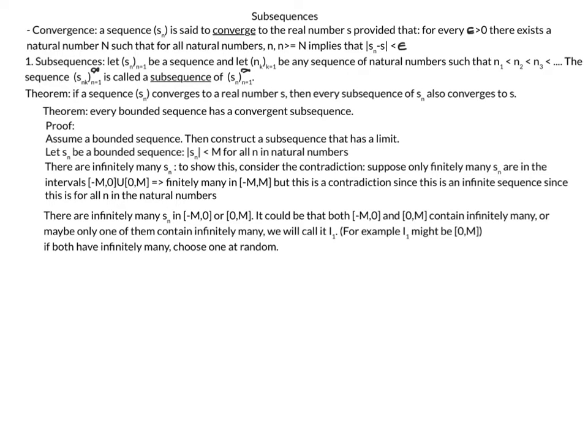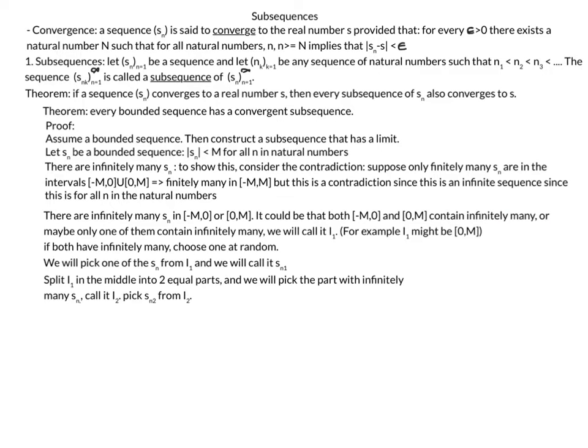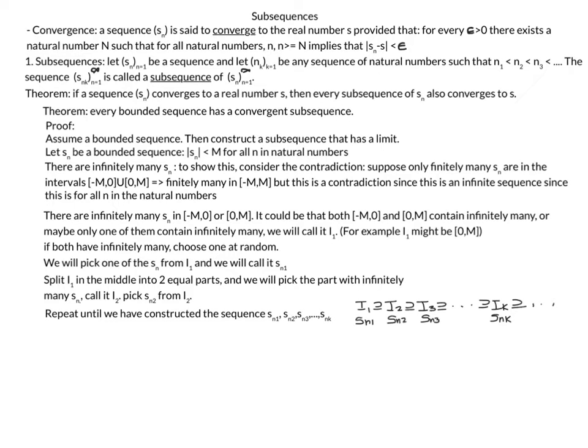Either way, we're going to choose one of the intervals with infinitely many terms, and if both of them have infinitely many terms, we just choose one at random, and we're going to call that interval I_1. So for example, I_1 might be the interval [0, M]. Next, we will pick one of the S_n terms from I_1, and we will call it S_{n_1}. Now we're going to take I_1 and split it into two equal parts, and we will pick the part with infinitely many S_n. So I'll call that I_2, and we are going to pick S_{n_2} from I_2. And we are going to repeat this process until we have constructed the sequence S_{n_1}, S_{n_2}, S_{n_3}, up to S_{n_k}.